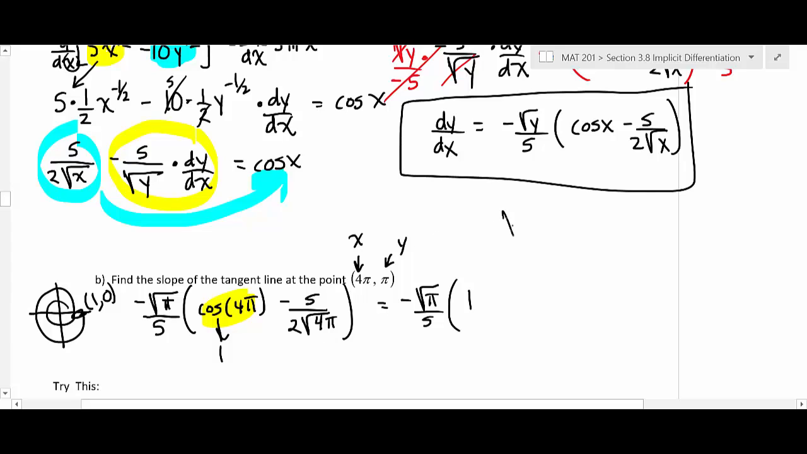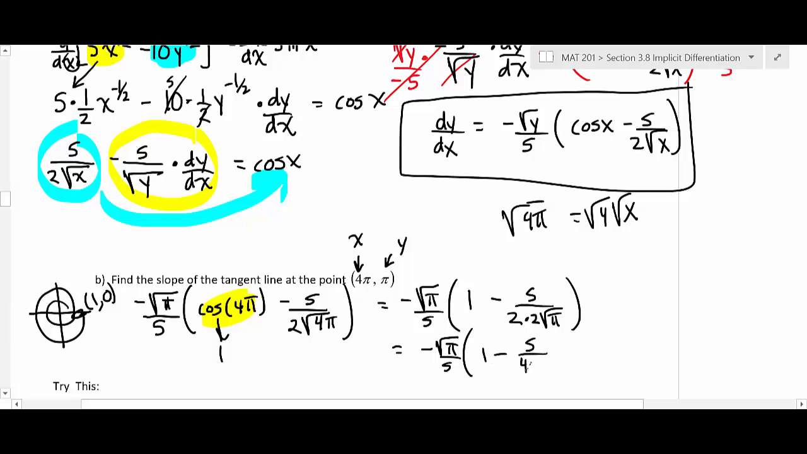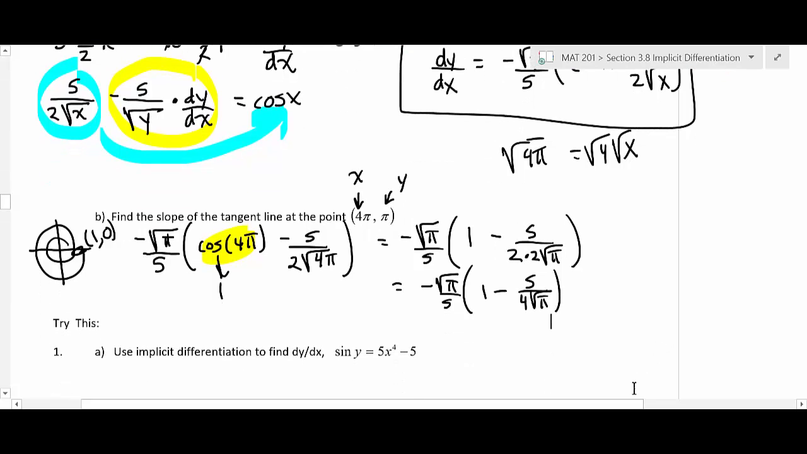And then when you do this square root of 4 pi, well, you can take the square root out. You can do this in your head. So you have minus 5 over 2, square root of 4 is 2, but then you'd have a leftover root pi, like that. Then the decision becomes, how much of this do I want to simplify? I'm not going to do much with this. I'm just going to do negative root pi over 5 times 1 minus 5 over 4 root pi, like that. You could either leave it that way, or I'm going to go ahead and do a distributive property and multiply that out, because it looks like I got some stuff that'll cancel out a little bit.